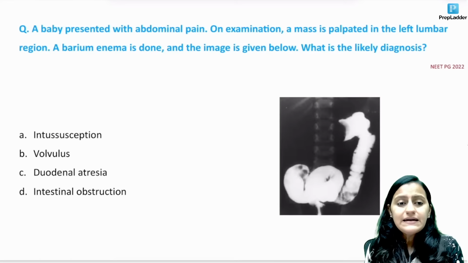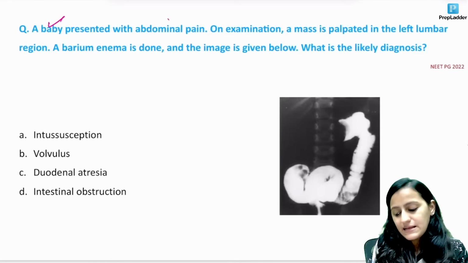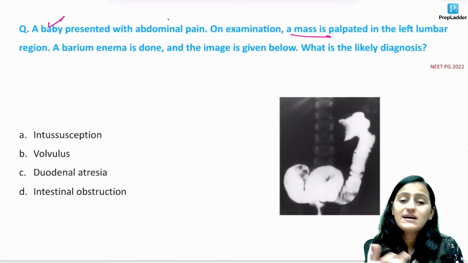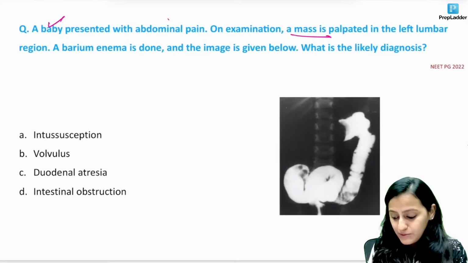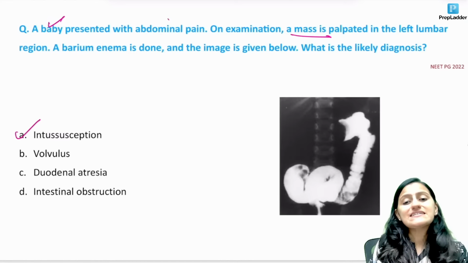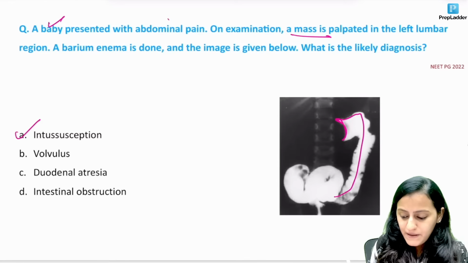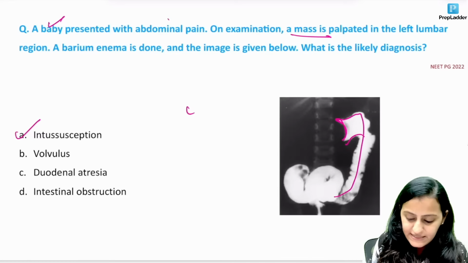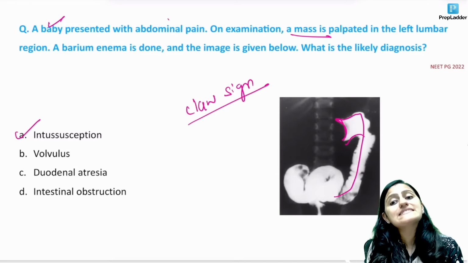Okay. Next one. What are you seeing here? It's a child with abdominal pain and there's a mass felt, sausage mass, pain. Red currant jelly stool, not mentioned in the question but will be there. It is intussusception. What is this sign called as? The barium, which is stopping like a claw here. What sign is this? This is claw sign, which is seen in intussusception.